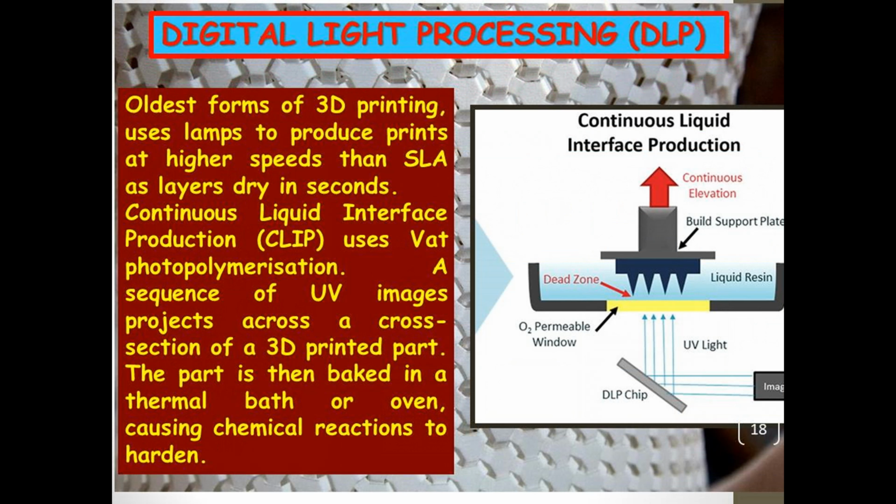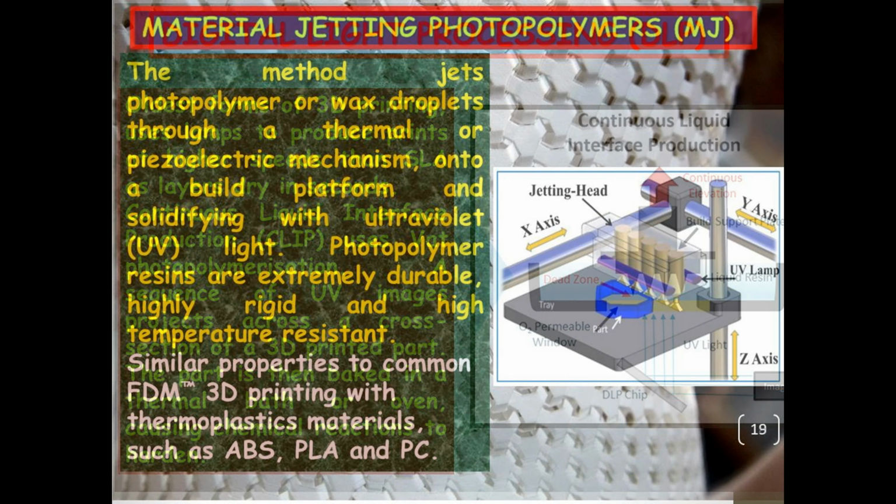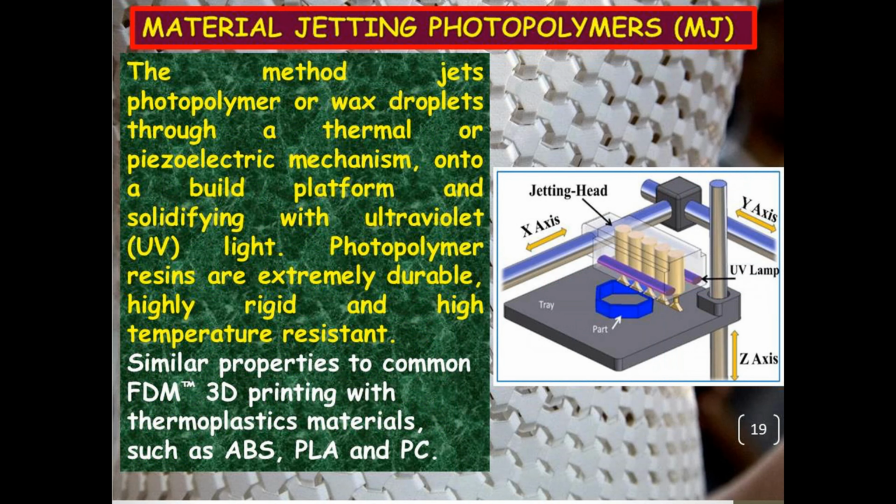Digital light processing (DLP), the oldest form of 3D printing, uses lamps to produce prints at higher speed than SLA as layers dry in seconds. Continuous liquid interface production (CLIP) uses VAT photopolymerization. A sequence of UV images projects across a cross-section of the 3D printed part. The part is then baked in a thermal bath or oven, causing a chemical reaction to harden.